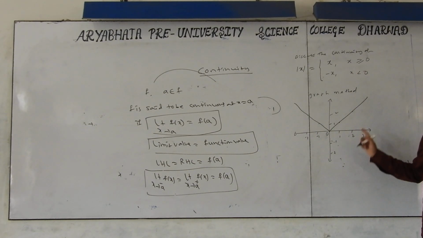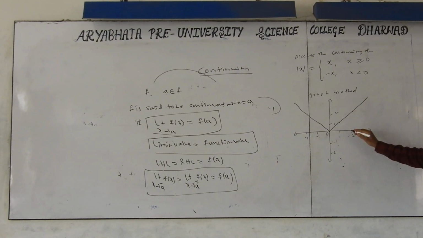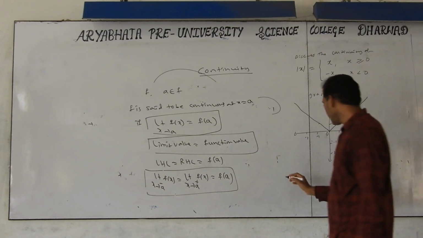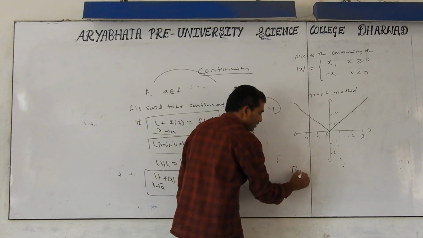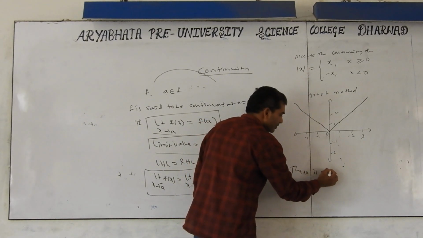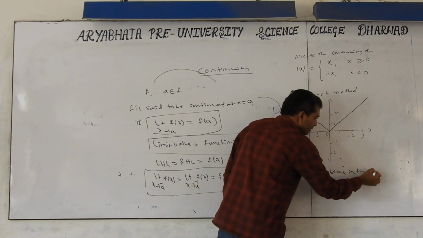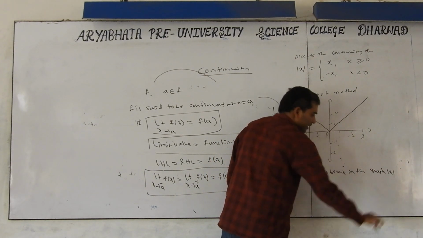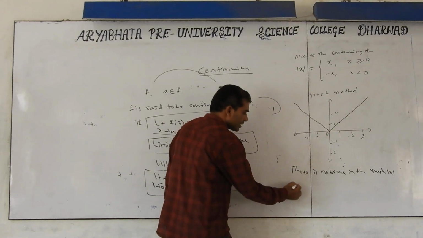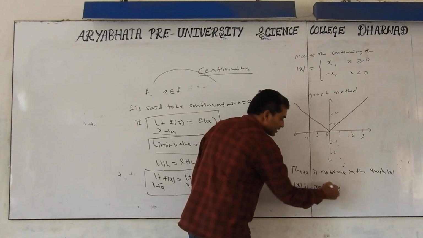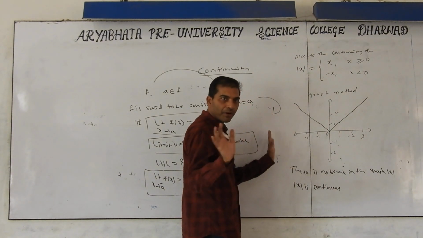Tell me, by seeing this graph, is there any break? No break. By taking 4, 5, it goes up to infinity. There is no break in the graph of mod x. Therefore, mod x is continuous. Mod x is continuous at every point.